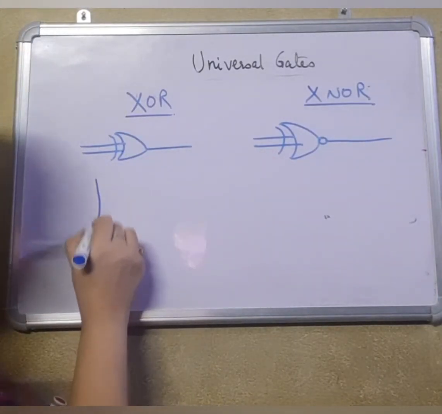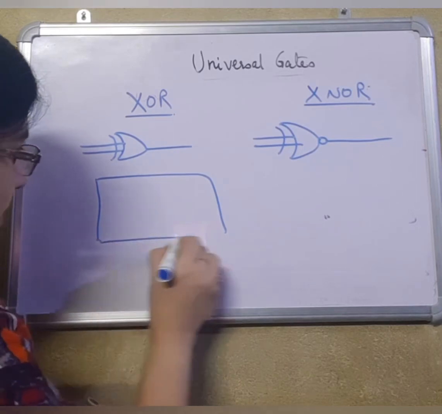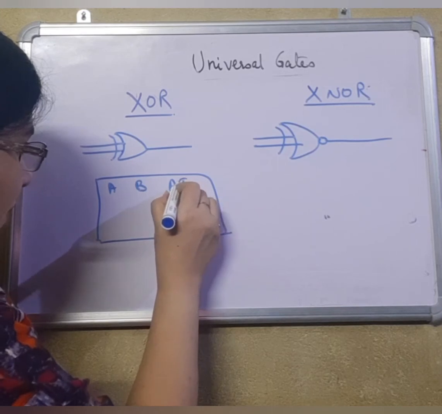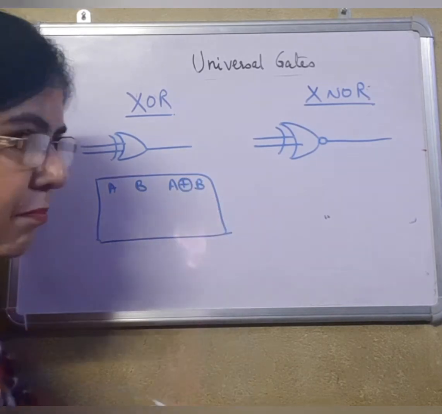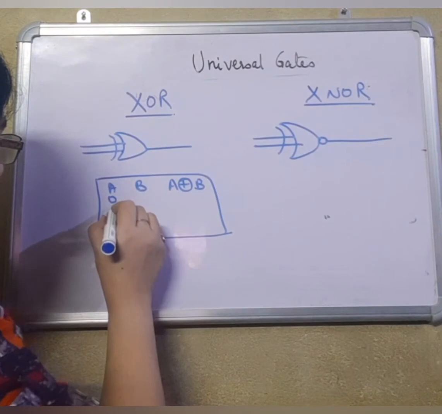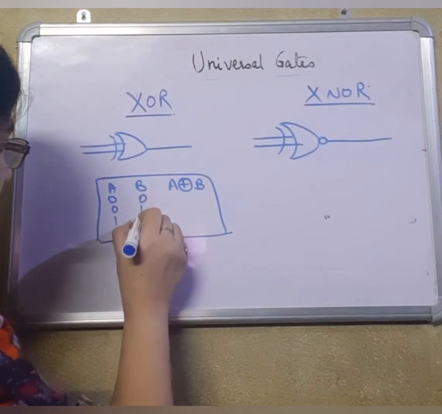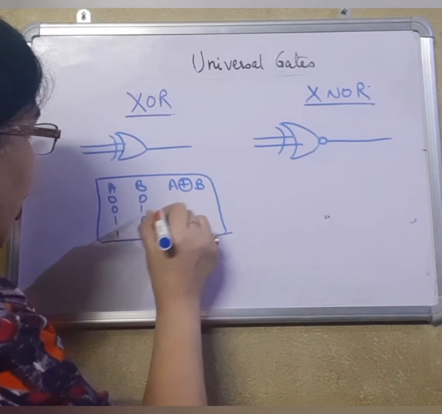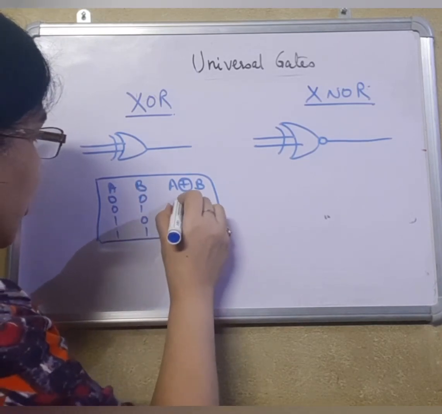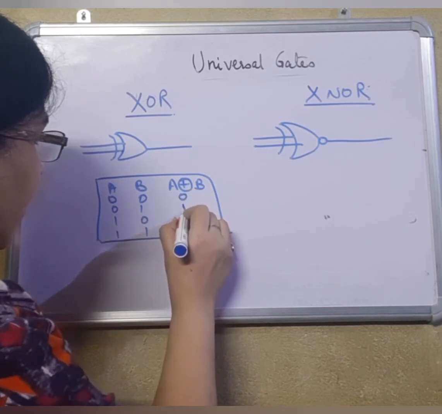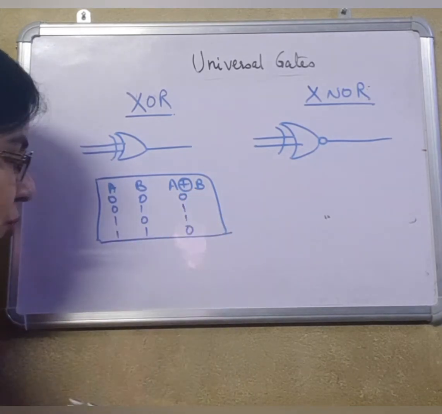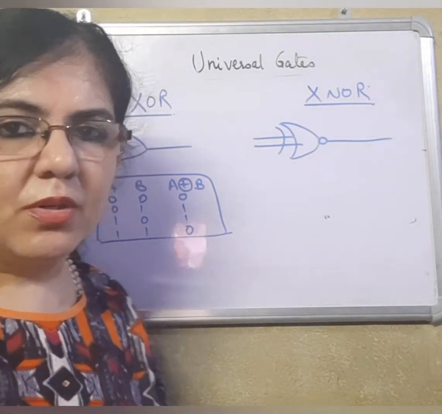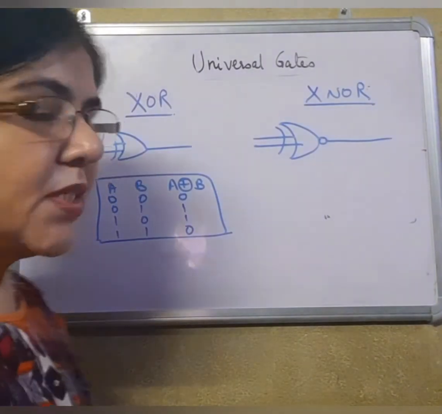So if we look at the truth table, this is A, this is B, this is A exclusive OR B, the symbol is circle having a plus. 0, 0, 1, 1, 0, 1, 1. Exclusive OR can give you output only at odd position. That means if both the inputs are 1, then also it will be 0. If both the inputs are 0, then also it will be 0. If both of them are in different states, then only it will give you 1.